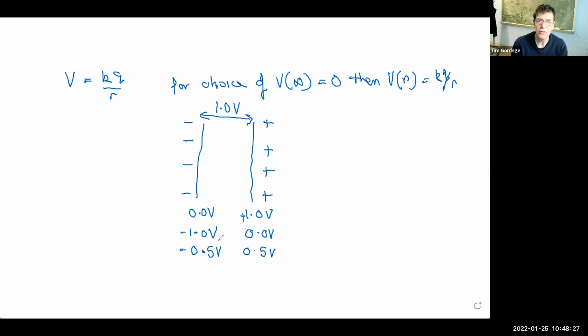Anyway, I just wanted to work through that idea, that concept that potential differences are observable, but potentials themselves are not measurable, not observable. And that's an important point about electrical potentials that is quite different from electrical fields.